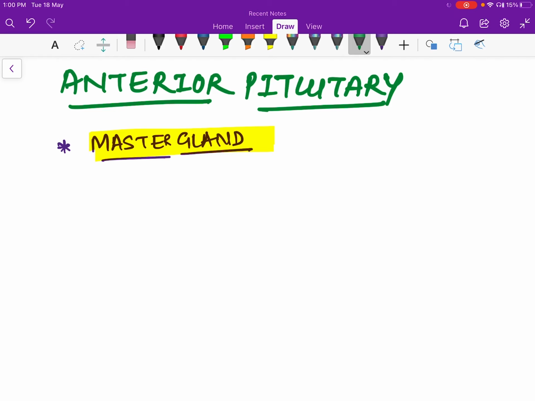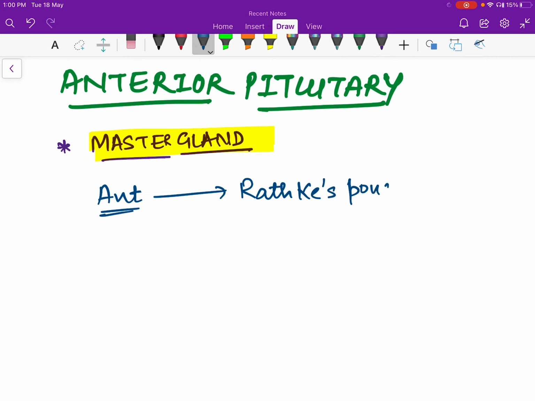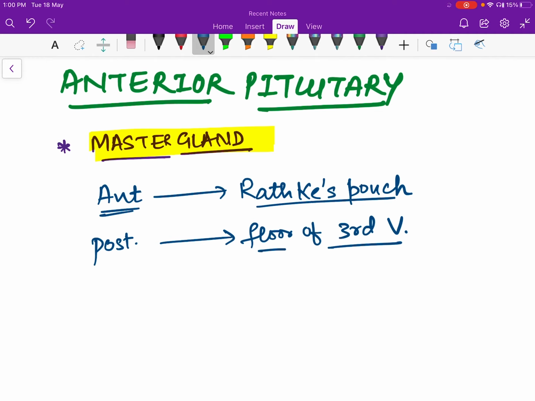As the name says anterior pituitary, it clearly means that there must be a posterior pituitary as well. So there are different parts of pituitary gland, anterior pituitary and posterior pituitary, but development wise they are different. Anterior pituitary develops from Rathke's pouch, and posterior pituitary develops from the floor of third ventricle as an undergrowth of the floor of third ventricle.